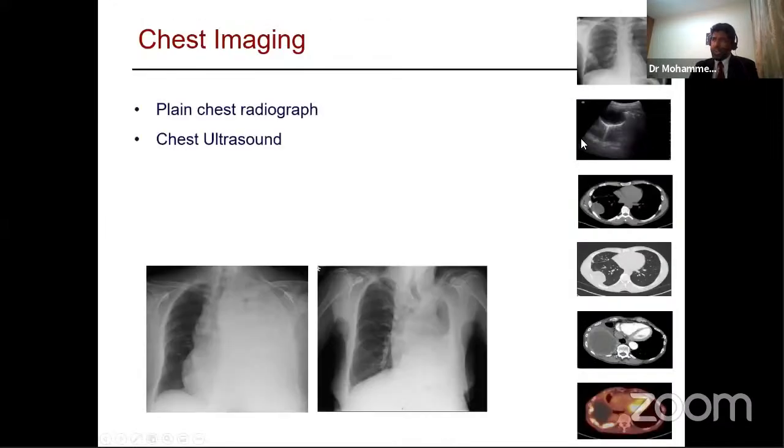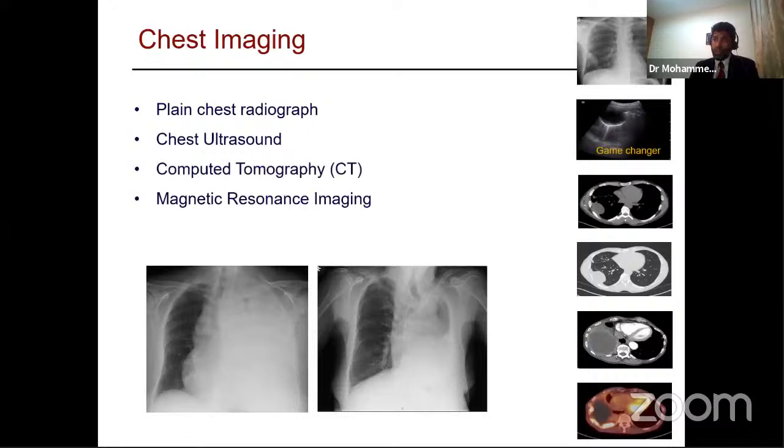The reason for basically looking at ultrasound and other modalities is mainly to highlight the role of chest imaging in understanding the chest pathology. We have got chest ultrasound, CT scans, MRIs, and PET scans to our advantage, and depending on what the likely diagnosis or what your degree of suspicion is, you may want to choose one of these.